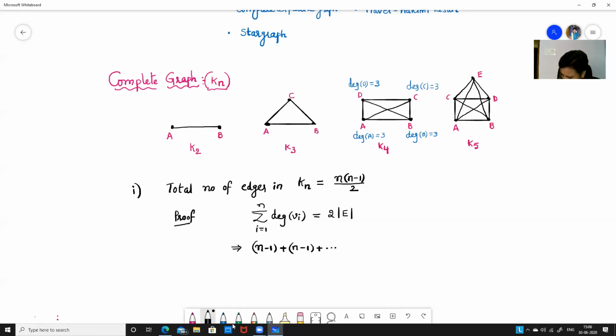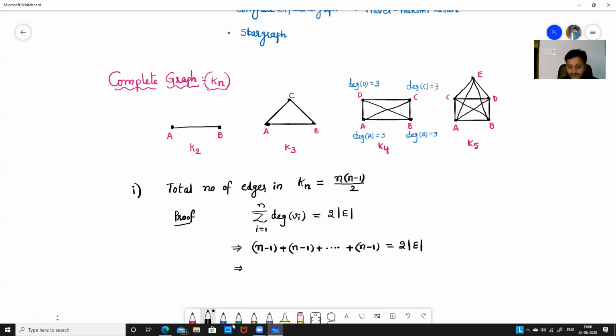By continuing this process, the last vertex degree is also n minus 1. This is the sum of all degrees of vertices, which equals the right hand side, the number of edges in that complete graph. How many times will n minus 1 be added? As many times as there are vertices in the graph.